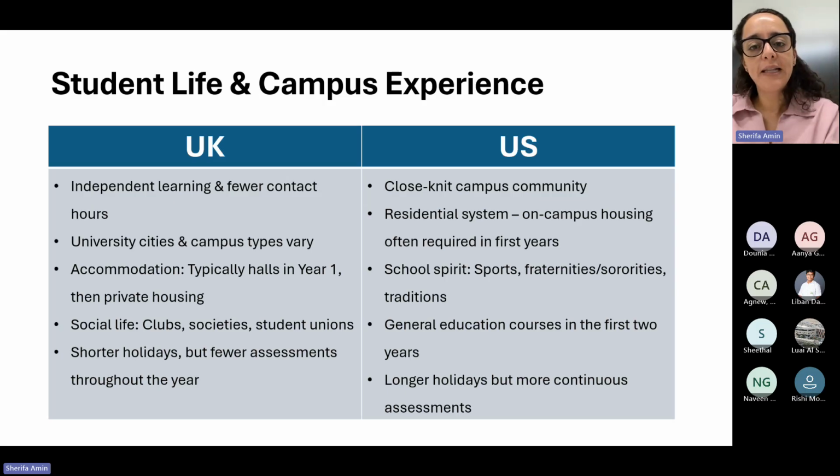Most students typically live in a hall of residence for their first year, and then they move on to private housing with friends that they've made in their first year. Accommodation costs can definitely vary, whether it's a big city like London or a smaller university town. Student unions and societies play a big role, and many universities have different clubs and societies that are academic, cultural and recreational that students can get involved in.